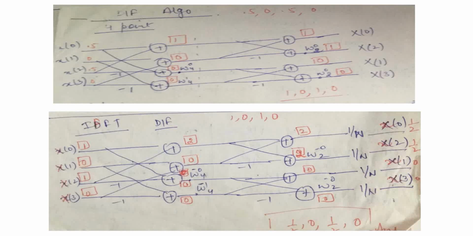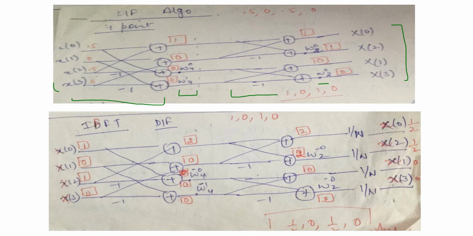First, the last stage of DIT becomes the first stage of DIF. Second, the twiddle factor is multiplied after the addition of the first stage. Then the twiddle factor is multiplied after the addition of the second stage. And the third difference is, in case of DIF algorithm, the input sequence is written in sequential order and the output sequence is written in bit reverse order. These are the three basic differences between 4-point DIF and 4-point DIT algorithm.